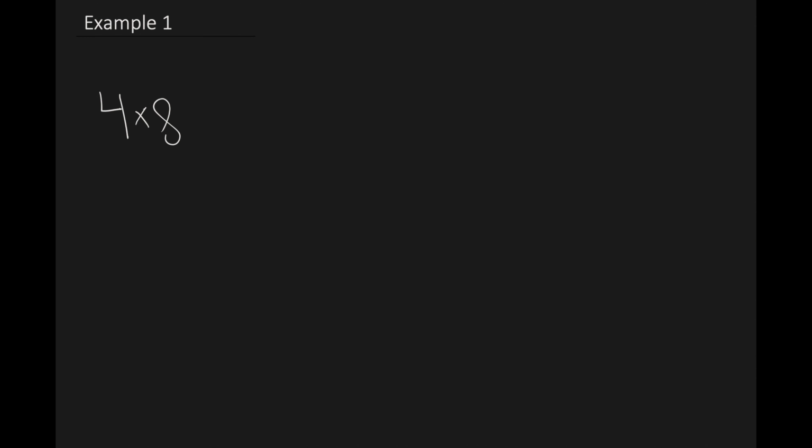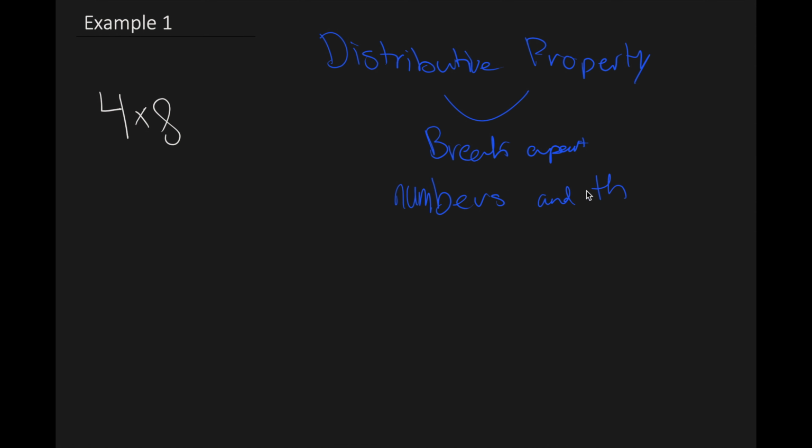We're going to solve it using the distributive property. Okay? So what that basically means is that we can break apart numbers and the total will stay the same. Okay, you'll see what that means.